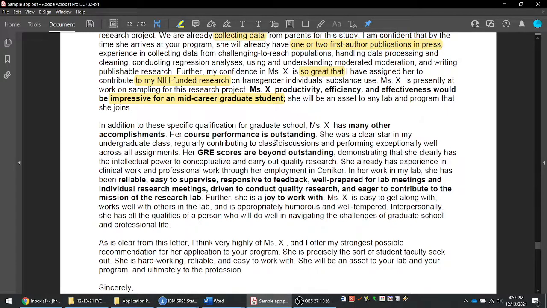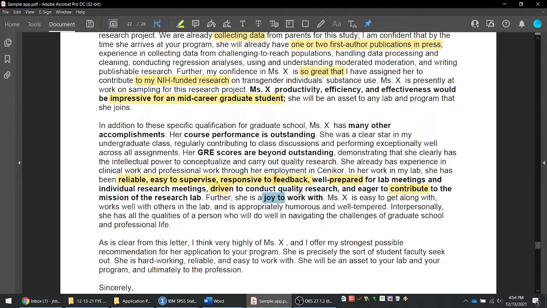"Course performance, beyond outstanding." That is true. "Intellectual powers." "Reliable, easy." Love that. Love reliability, easy to supervise. That's important. Responsive to feedback, super important. "Counseling and clinical psych. Well prepared for meetings." We'd like to be prepared. "Driven." Yeah, we like that initiative and drive. "Eager to contribute." That's good.